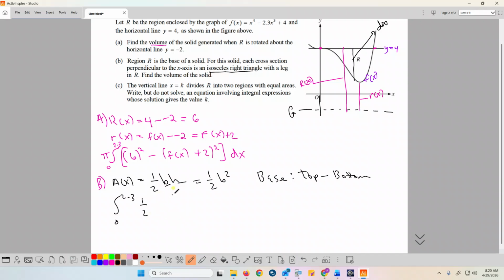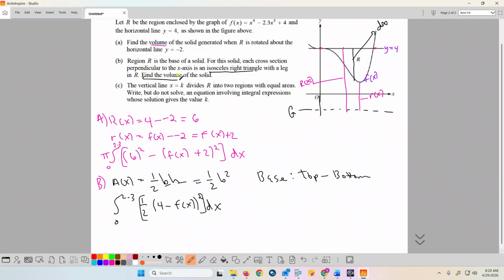Anyway, from here, what is the base? Well, what is the top function? We said that was 4. So I'm going to put parentheses 4 minus the bottom function. We said that was f of x. And again, square that, okay? So I'm just going to close this parentheses up, square this. And because there's a variable of integration of dx, let's put a bracket around all of this, throw that dx at the end. And okay, well, that's our setup, right?